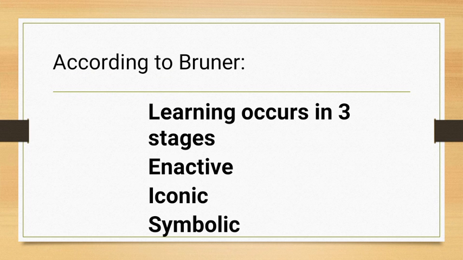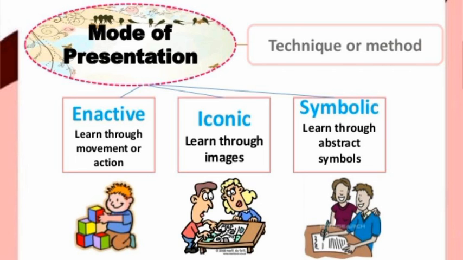So according to Bruner, learning occurs in 3 stages. One is enactive, another one iconic, the last one symbolic. So modes of presentation and techniques and methods are related with enactive, iconic, symbolic. Enactive means learning through movements or action. Iconic is related to images. Symbolic, learning through abstract symbols.